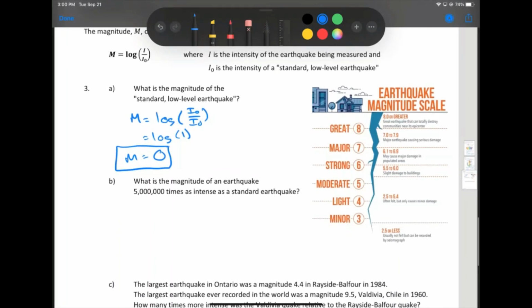Okay, so what is the magnitude of an earthquake 5 million times as intense as a standard earthquake? Well, the equation's actually really easy to use here. Most people ask, which ratio or which number is that? Is that I or I naught? And the answer is yes, it's both, because it is a ratio of the two. So we're not plugging in 5 million equals I or 5 million equals I naught. We're plugging in 5 million equals I over I naught.